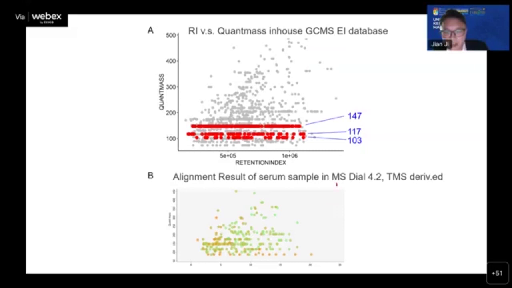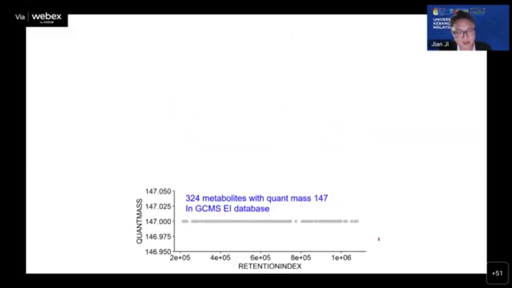Like here, we use MS-DIAL for the data processing, for extraction and identification. MS-DIAL chooses 147 as the quant mass for most metabolites here. You can see there is a line here. It's almost matched with the database. But something will happen there. Let's see.